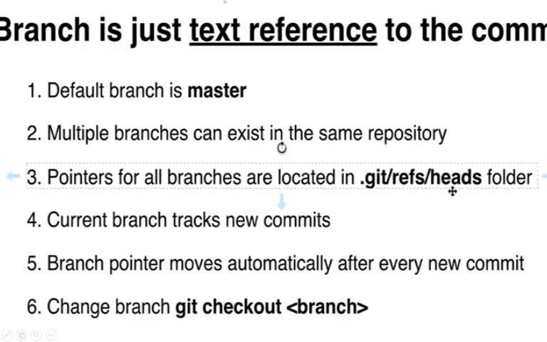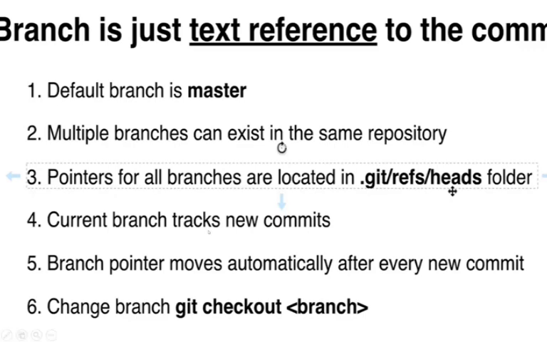You will clearly see that the default branch is the master branch, as I explained in my previous presentation. Multiple branches can exist in the same repository. Pointers for all branches are located in the .git/refs/heads folder. I explained that the .git/refs/heads folder contains all the branches. If this time I use this command on the .git/refs/heads folder, you can clearly see that temp and master branches are different.